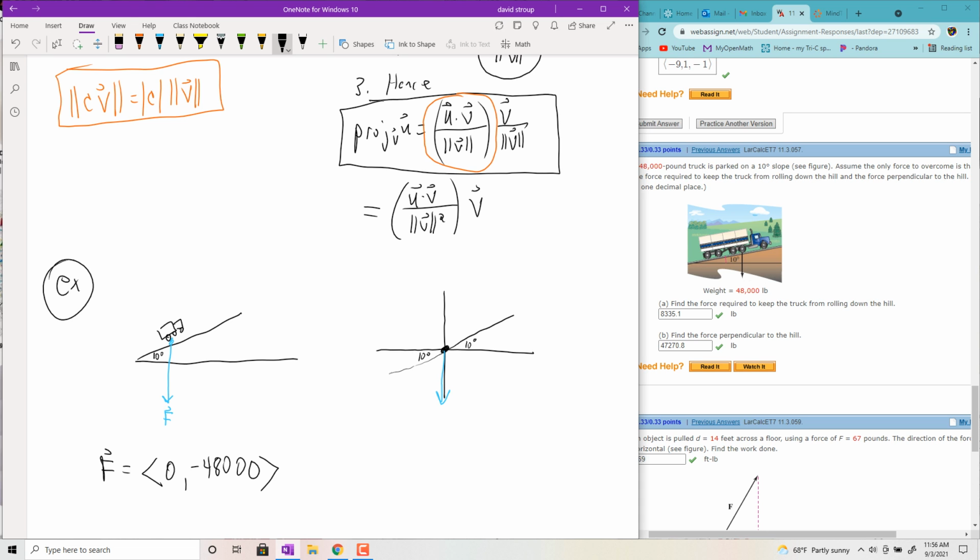In order to figure out the force required to keep the truck from rolling down the hill, what we're after is the projection then of that force vector onto the hill. So this vector would be your W1 vector. And then the force perpendicular to the hill would just be your W2, this vector right here. So let me extend my force vector down like this. Okay. So this is F, and this guy would be W2.